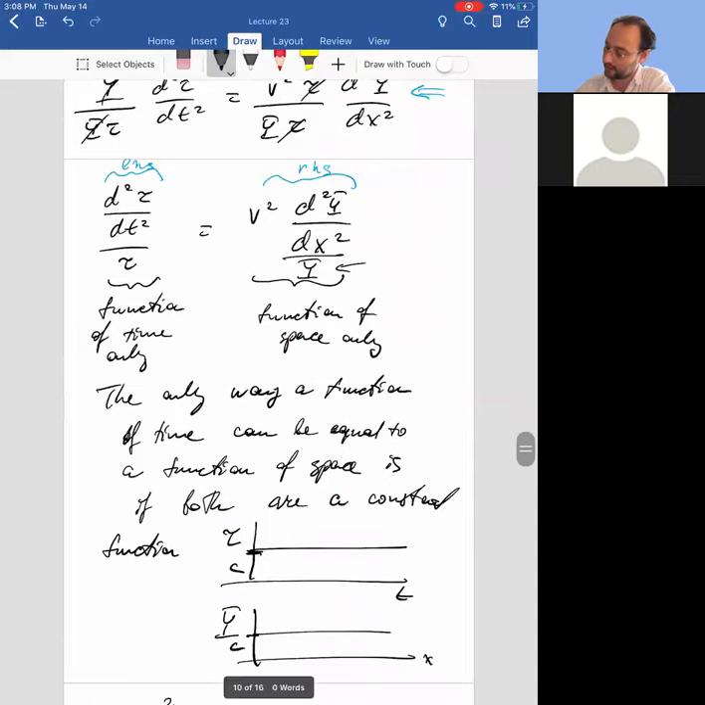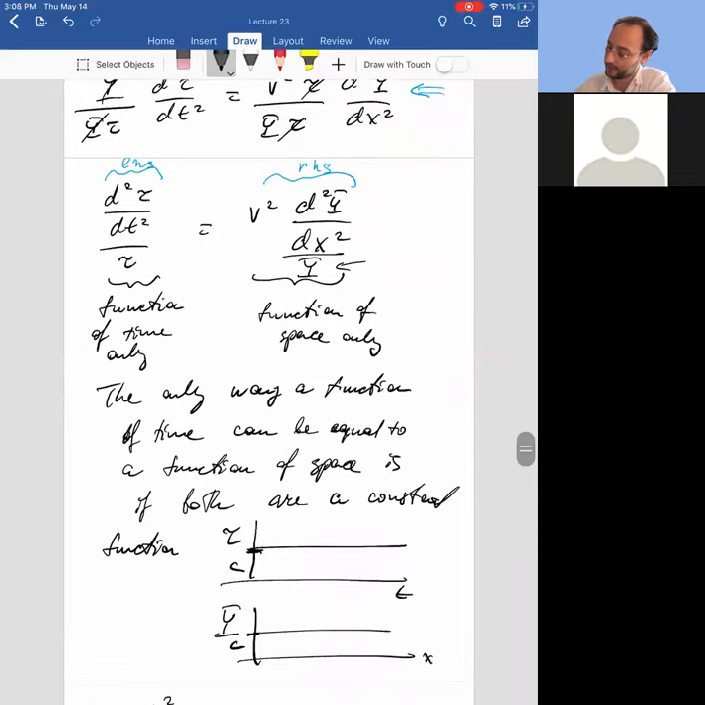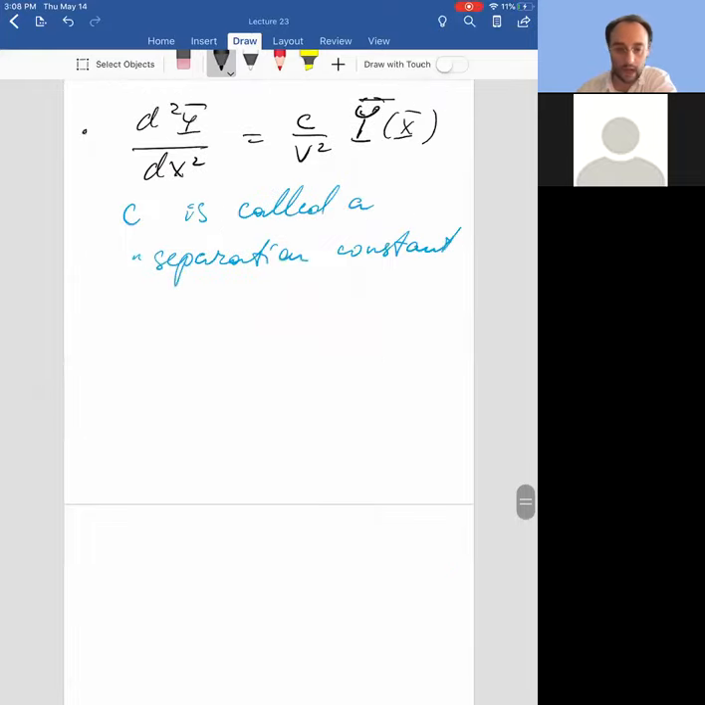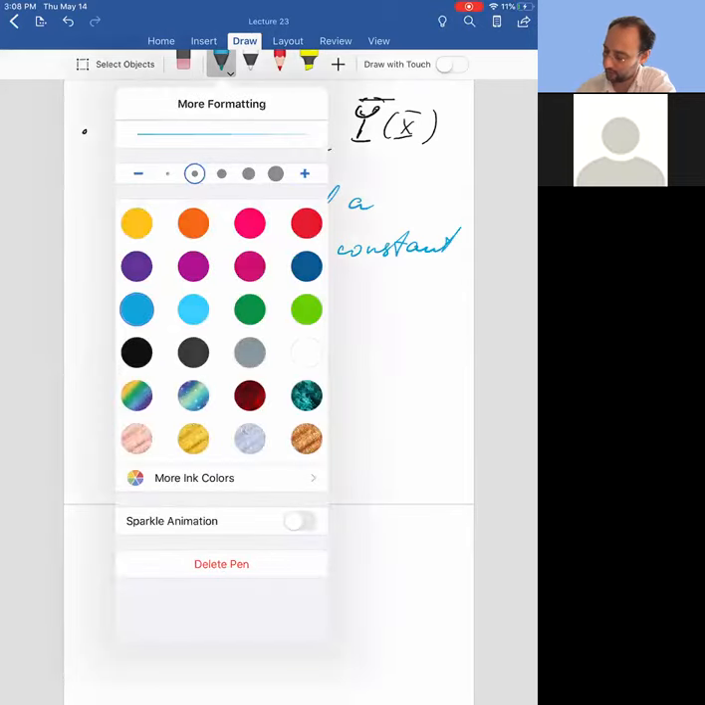So you can see that left-hand side equals right-hand side, and both must be equal to c. So it's a separation constant. That's why it's called a separation constant. And this procedure is called separation of variables.